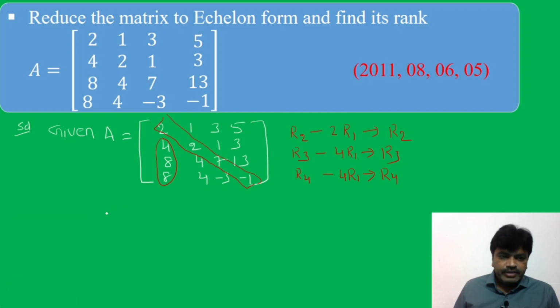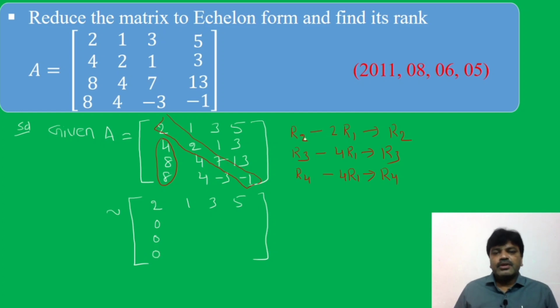This is equivalent. Write the first row as it is: 2 1 3 5. You make these 3 elements 0, friends: 0 0 0. Now R2 minus 2R1: 2 minus 2 multiplied by 2, that is 0. Then 2 minus 6, we get here minus 4. Then 3 minus 10, we get here minus 7.